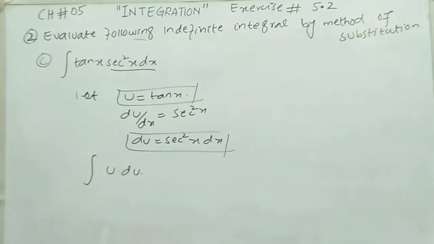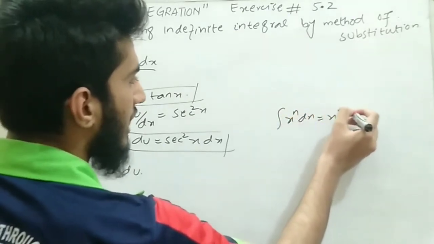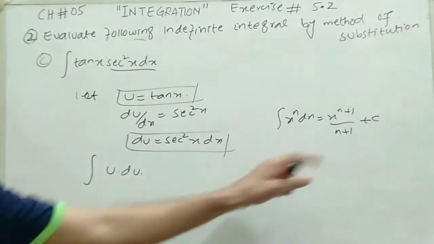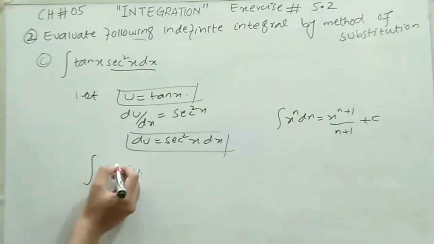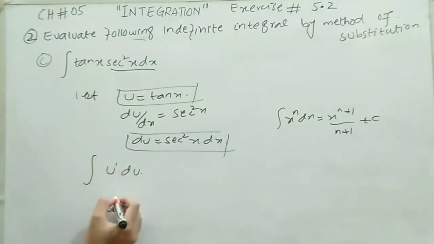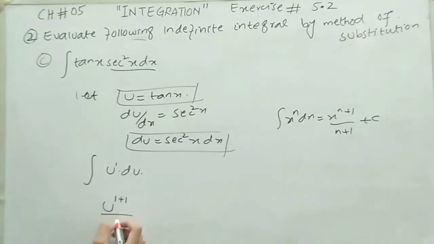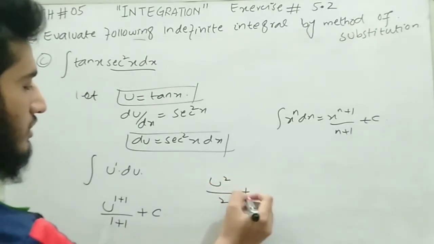Now over here we will use the generalized power rule of integration, which tells that the integral of x to the power n dx will be equal to x to the power n plus 1 divided by n plus 1, plus the constant of integration. We add 1 to the power and put the same in the denominator. So it becomes u to the power 2 divided by 2 plus constant of integration.